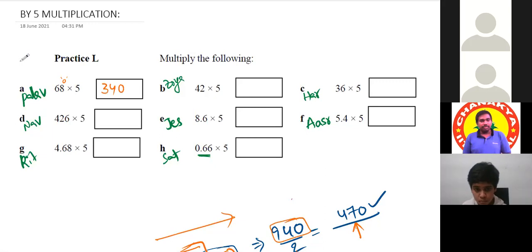And see, one more thing here. We already mentioned this point in the last class only. If all the digits are even digits, when we are dividing by 2, we can do it digit by digit also.